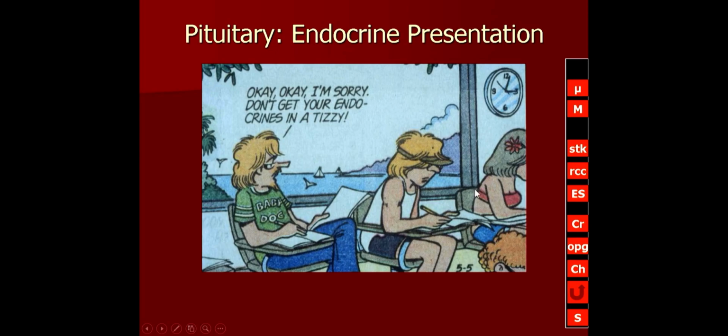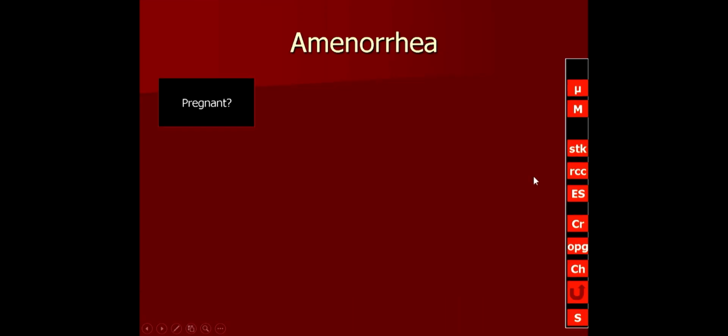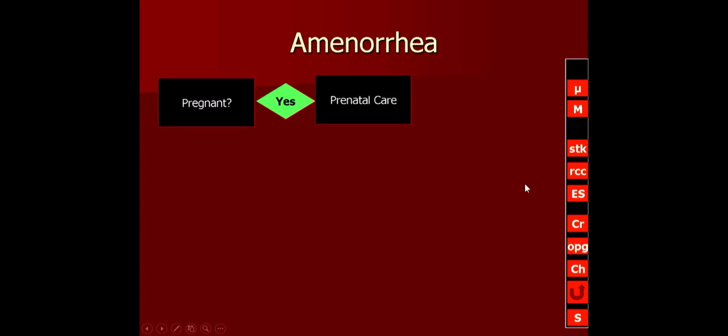So let's look at these two clinical presentations and how they're going to affect how we image the patient. Here's a patient coming in. They have an endocrine problem. A 33-year-old woman. She has menstrual cycle abnormalities, and she has galactorrhea. Relatively common presentation. How do you work up that patient? The first thing you want to find out is, is that woman pregnant? Because if that woman's pregnant, we know why she has amenorrhea and galactorrhea. And you need to refer her, or someone needs to refer her, to prenatal care.